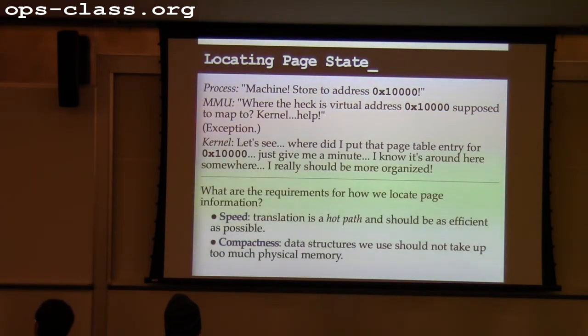So, as I said before at the end of class on Wednesday, there are these two requirements for the data structures that we use to store information about how to translate virtual pages to some information about where they are and what to do, right? The first is speed, right? So obviously I want to be able to find this information as fast as possible, but the second requirement is compactness, right? Because these data structures live in memory.